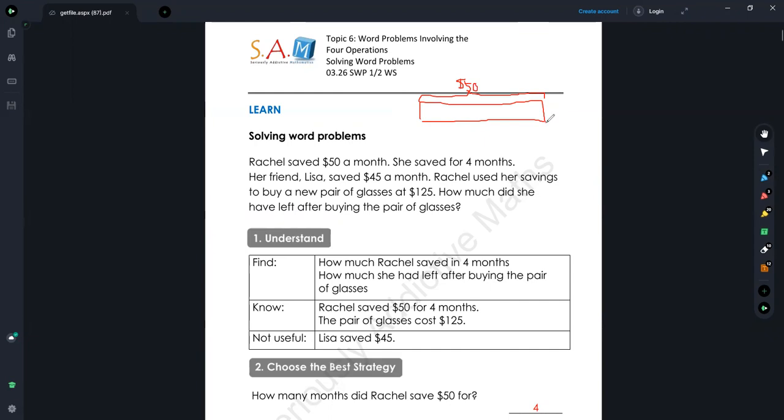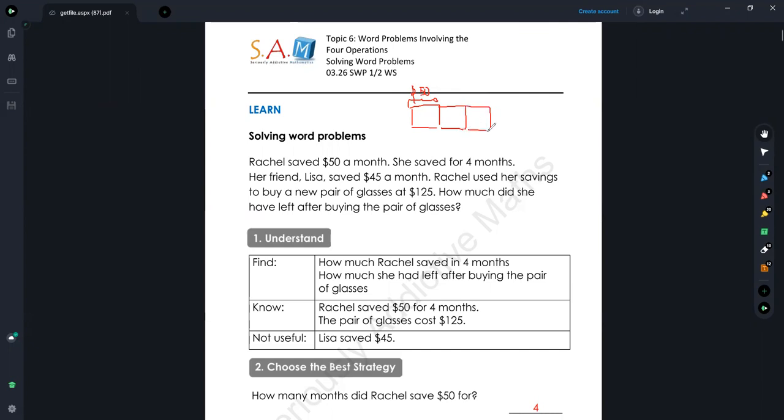Okay, she saved for 4 months. Oops, sorry, I got this one wrong. Apologies, I was thinking of another question. So in this case, she saves $50 a month, and then she saved for 4 months. So you get the idea that one group is $50. That's 1 month. And for 4 months, they need to draw 3 more of this to make 4.